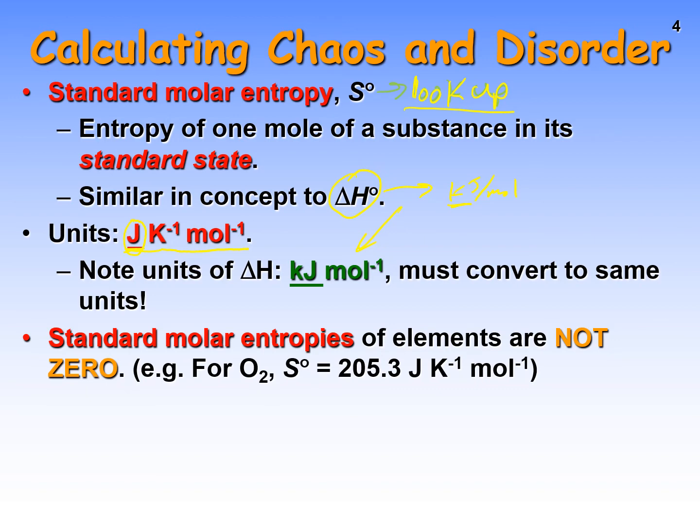Standard molar entropies of elements are also not 0. This is a big deal. For delta H naughts of formation, there's 0 for an element in standard state. So O2 gas, for instance, is an element in standard state, and delta H naught of formation for this would be equal to 0. But this S naught is not 0, and it should not be.